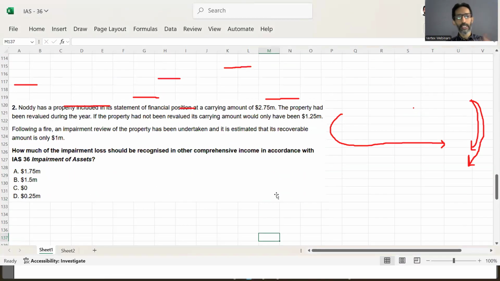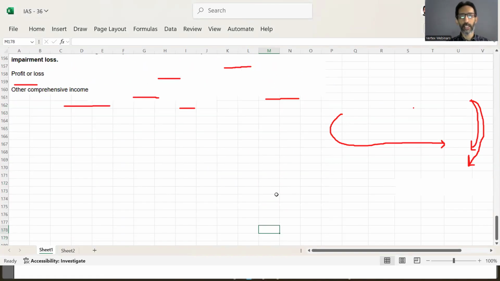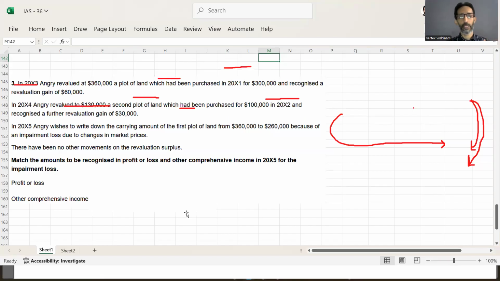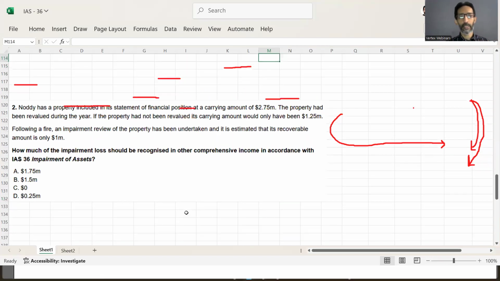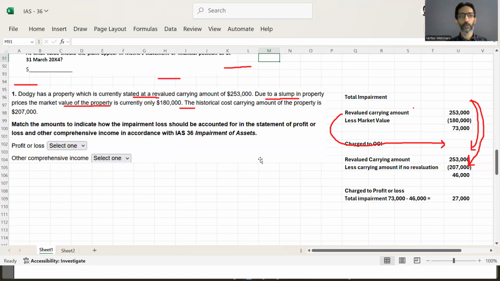So we are now moving towards the next one. These are the questions, a similar question, it's not difficult. These 2 questions are based on that, like how much would be charged to the P&L and how much would be charged to the other comprehensive income. Similarly, here they're only asking how much would be charged to the other comprehensive income. So to just reinforce your concept, you could attempt those questions.